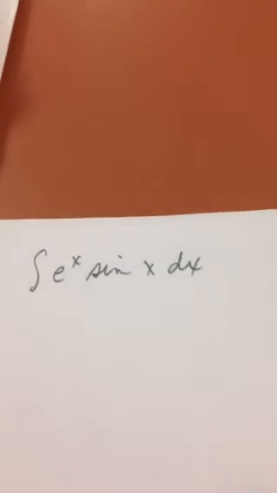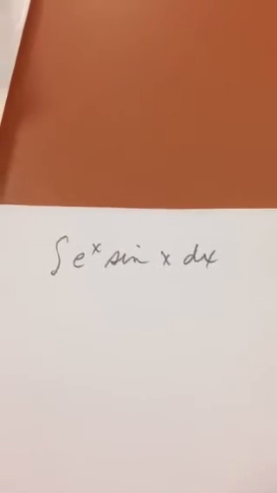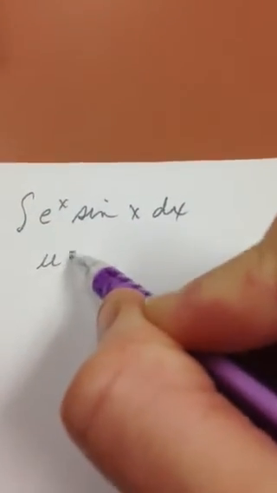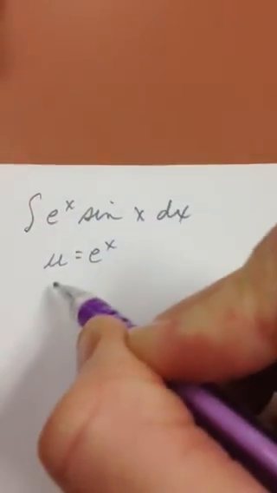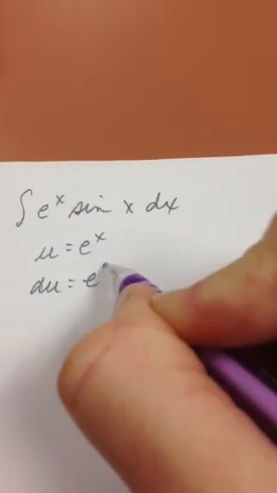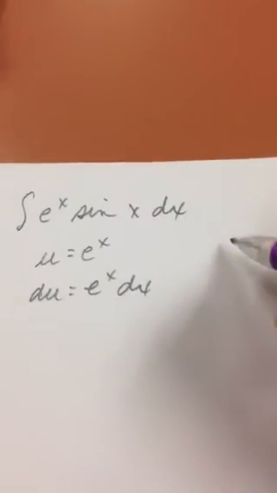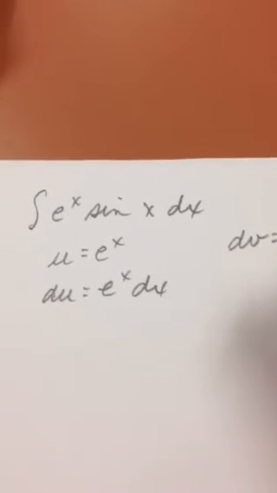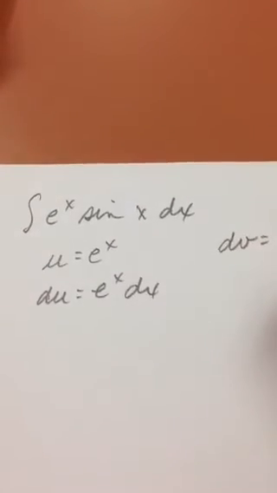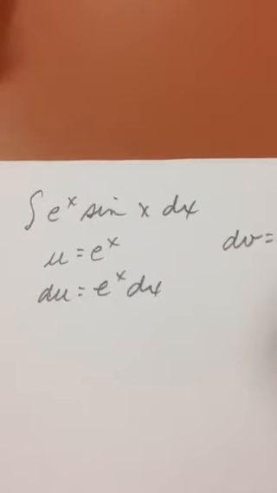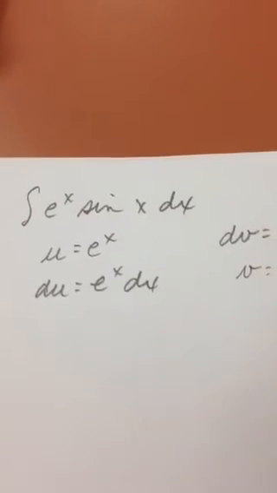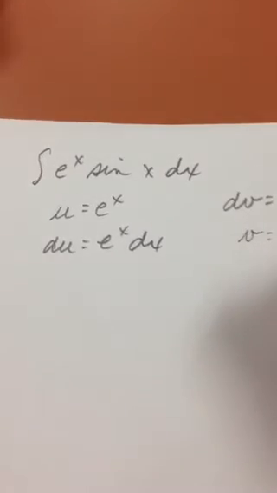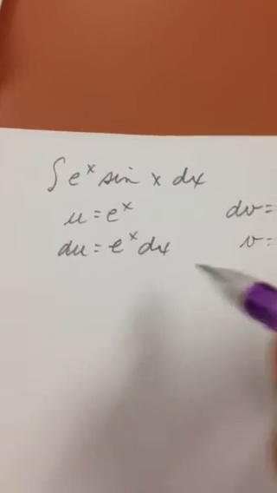One more example that I'd like to show you, and that is e to the x sine of x. This time, following the mnemonic LIPET, I choose u as e to the x. Then du is e to the x dx. dv is sine of x dx. The antiderivative is v is equal to opposite cosine of x.